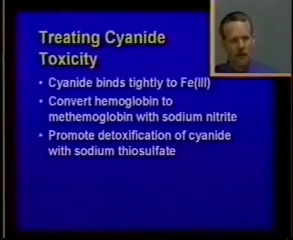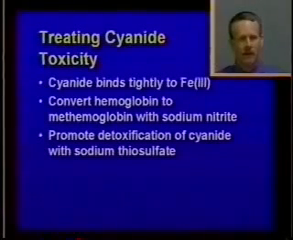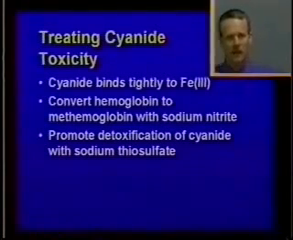To treat cyanide toxicity, there are 2 steps that we want to take. Cyanide binds very tightly to ferric iron, iron in the +3 state. This is why it binds to cytochrome oxidase. So we have a large pool of iron within the body that's available for binding up cyanide in hemoglobin. So the first step in treating cyanide toxicity is to convert hemoglobin to methemoglobin, which has iron in the +3 state, using sodium nitrite. So the first step is to administer sodium nitrite, which converts hemoglobin to methemoglobin.